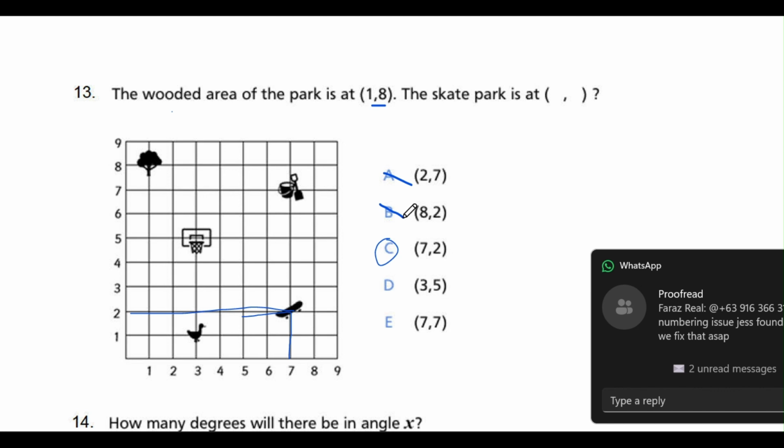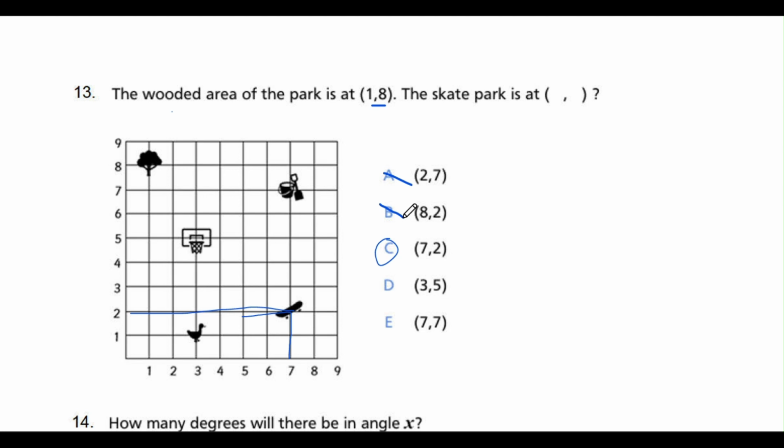Detailed explanation. Coordinates are always written in the format X, Y. The rule for reading coordinates is to go along the corridor, the X-axis, and then up the stairs, the Y-axis. First, find the skate park icon on the grid. Look down from the icon to the horizontal X-axis at the bottom. It lines up with the number 7, so X equals 7. Look across from the icon to the vertical Y-axis on the side. It lines up with the number 2, so Y equals 2. The coordinates are 7, 2.